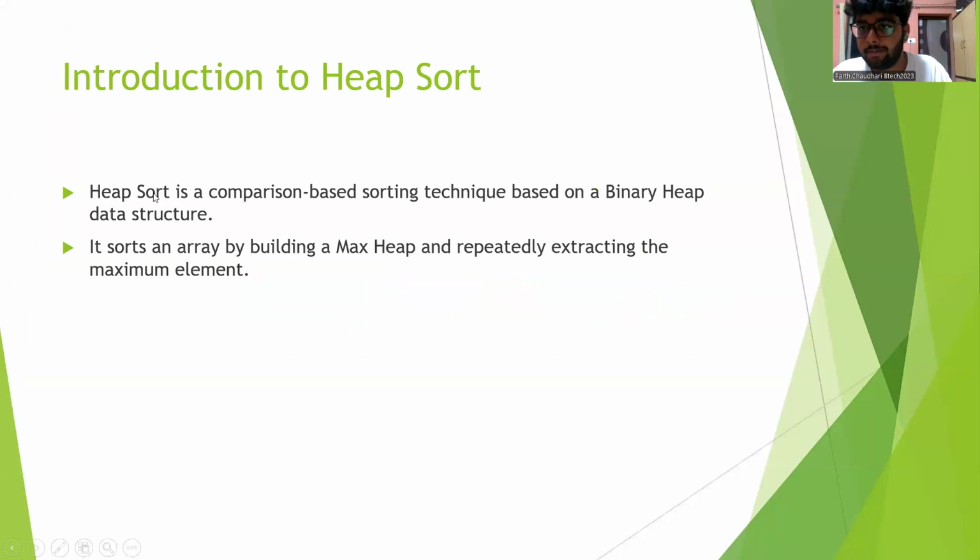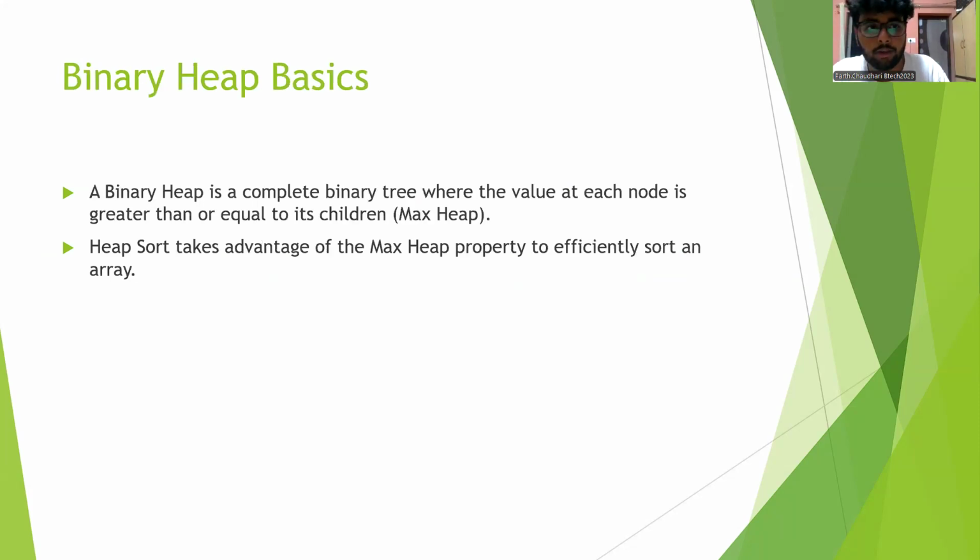The introduction for heap sort can be considered as it is a comparison-based sorting technique based on binary heap data structure. We all know what a binary tree or a binary heap is. It sorts an array by building a max heap or a min heap, we can also make a min heap here, and repeatedly extracting the maximum element. What we do in this algorithm is we extract the maximum, or we can say the root element of any binary heap data, and we put it into the sorted array. I'll explain through the visual representation of the algorithm.